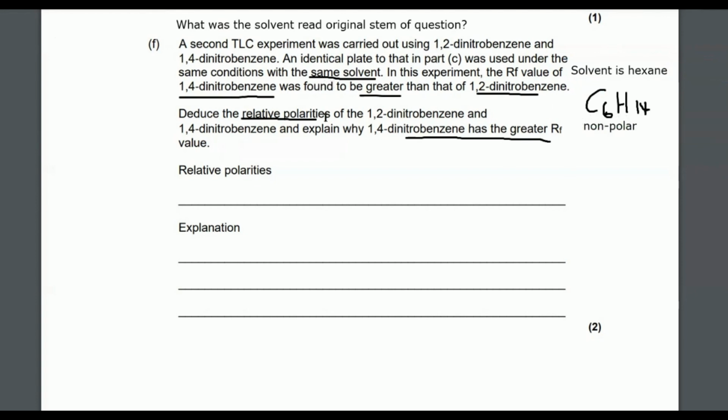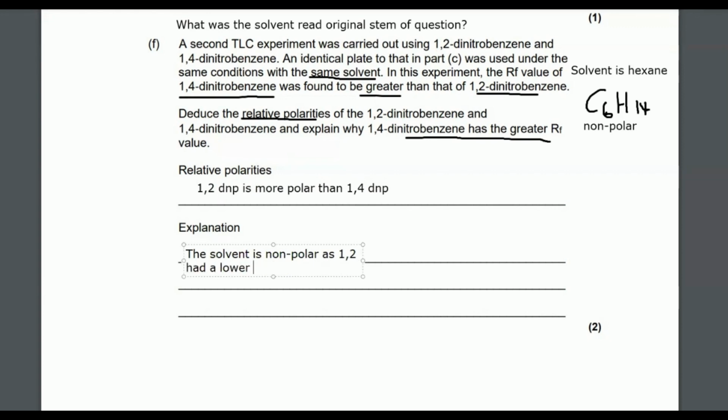So the thing that moves further is more of a non-polar molecule. Non-polar substances dissolve really well in non-polar things. Polar substances dissolve well in polar solvents. So the fact that 1,4-dinitrobenzene moved further up the plate, had the greater RF value, means it's less polar, it's non-polar. 1,2-dinitrobenzene must be more polar because it hasn't moved as far up the plate.